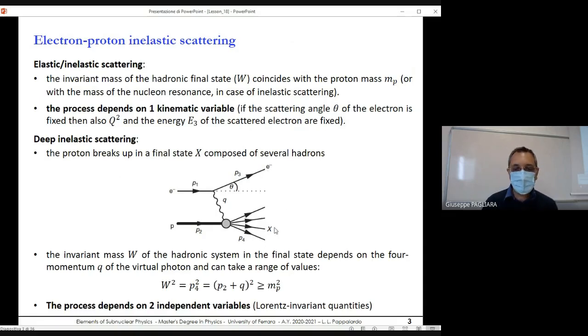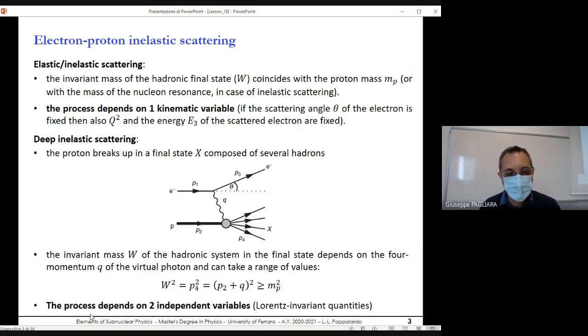So now we have in the final state a bunch of hadrons, which derive from the breakup of the original proton. And the W value, actually W square, is not a single value anymore, but it can have a distribution of values, because it depends also on the four-momentum provided by the virtual photon. So W square, which is the four-momentum P4 of the final state, is the sum of the four-momentum of the incoming proton and the four-momentum transferred to the proton by the virtual photon, or by the electron through the virtual photon, if you like. And this can only be equal in the limit case of elastic scattering, or greater than the mass of the proton in the general inelastic case.